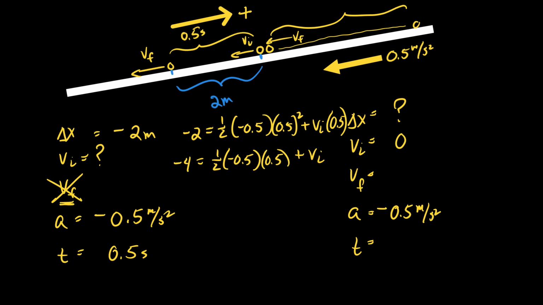1/2 times -0.5 times 0.5 is just -1/8. This is -4 plus VI. So VI must equal -3 7/8 meters per second. It's negative because it's going down the ramp, not a surprise. If you don't like 7/8, then -3.875.